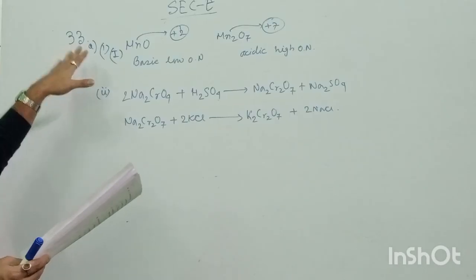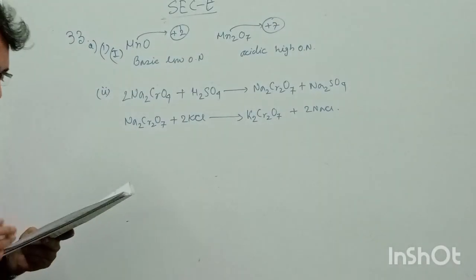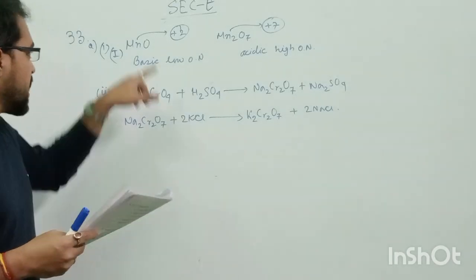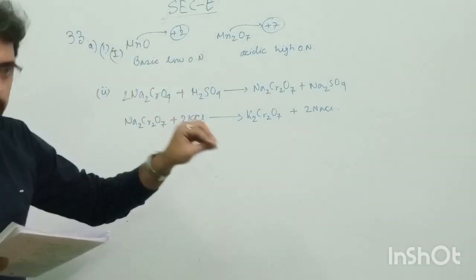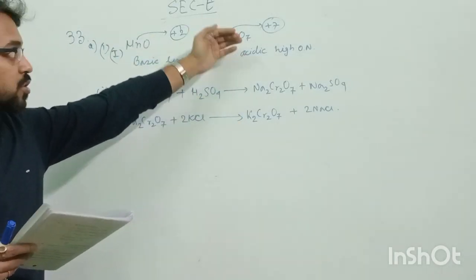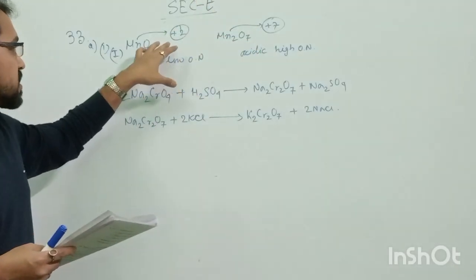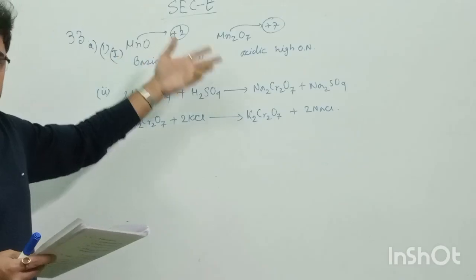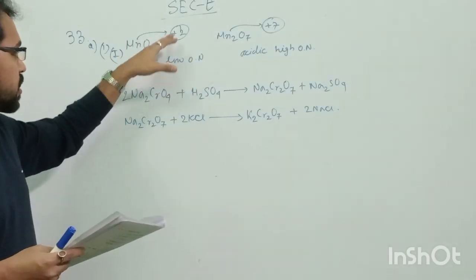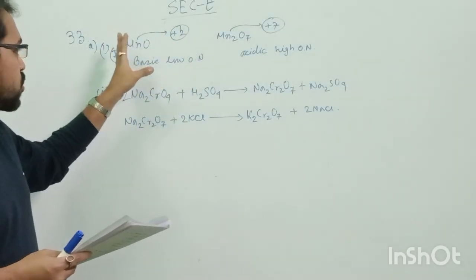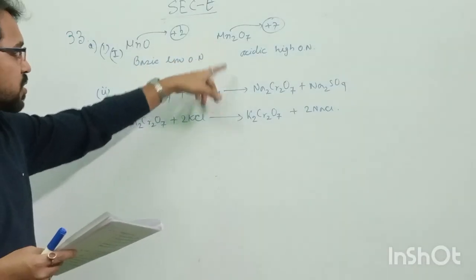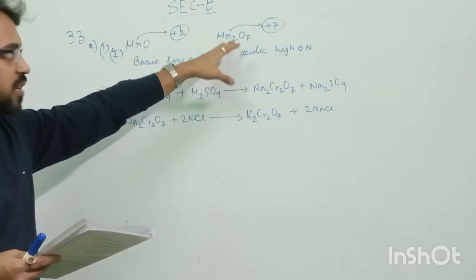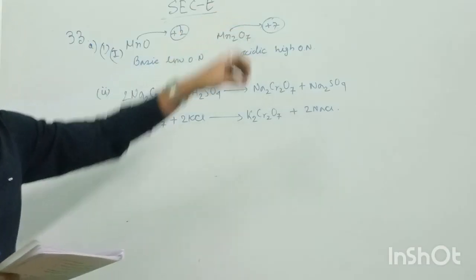Let's come to question number 33. Account for the following. MnO is basic while Mn2O7 is acidic. In MnO, the manganese oxidation state is +2, in Mn2O7, the manganese oxidation state is +7. As manganese is in +2 oxidation state, it behaves like a basic oxide because the oxidation state is low, so it can donate 2 electrons. But in this case, because of the higher oxidation state, it is acidic because it acts as an electron deficient compound, right?